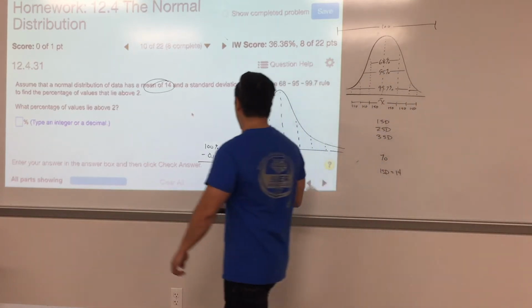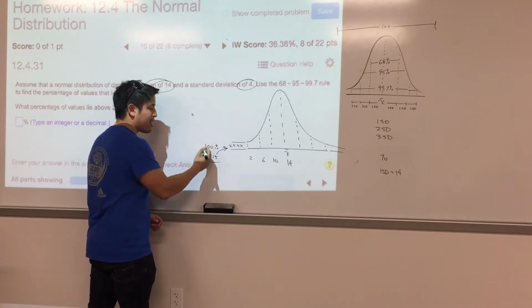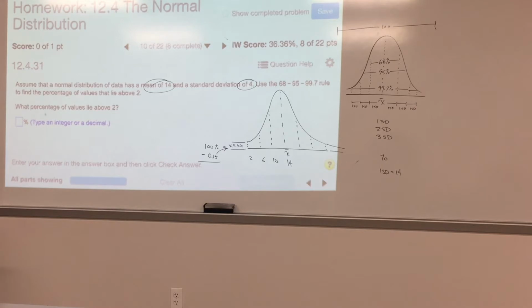So as a result, if we want to know everything above 2, we want all 100% minus that little piece, and so it should be 99.85.